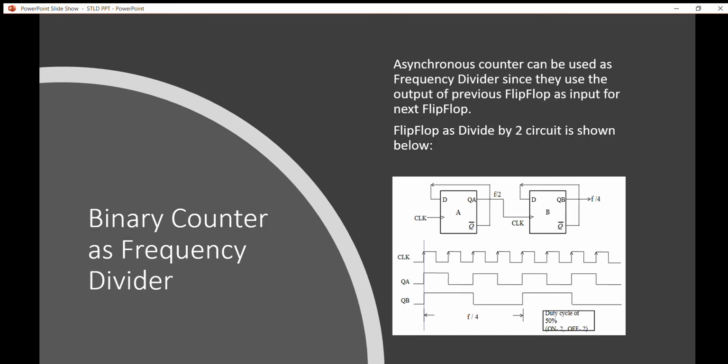Now, let's see binary counter as a frequency divider. As we have already stated, in case of asynchronous counter, the clock pulse is not fed simultaneously to all the flip-flops. Therefore, asynchronous counters serve the purpose of frequency divider. As we can see in this circuit diagram, the external clock pulse is applied to the flip-flop A, and then the output of the flip-flop A, that is QA, is fed as a clock pulse to the next flip-flop, that is the flip-flop B.